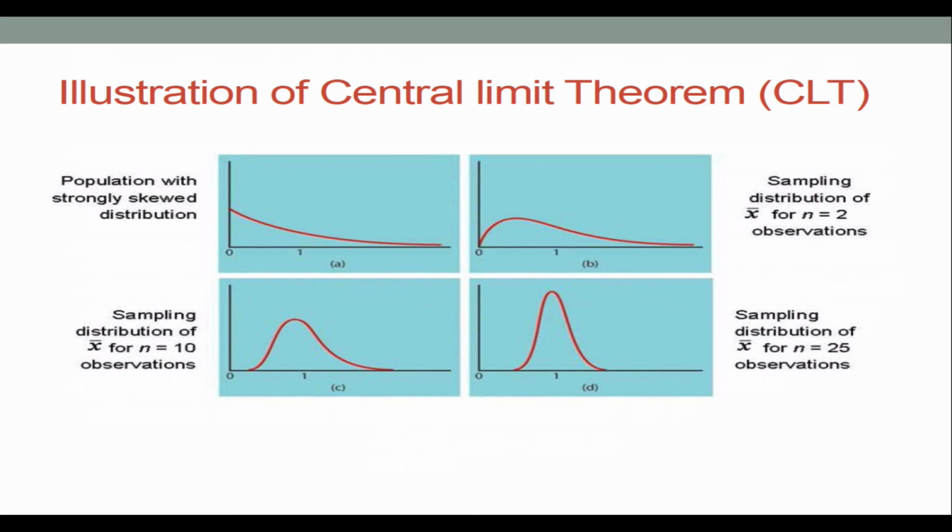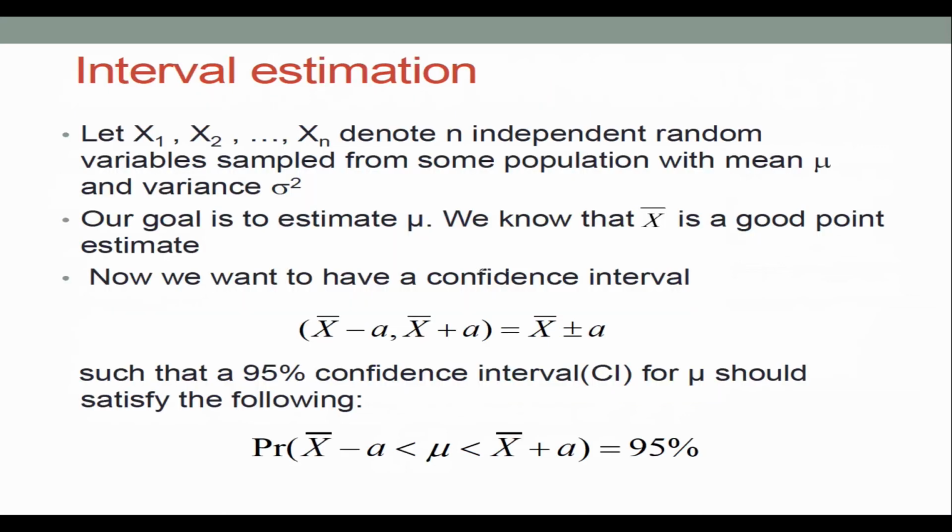I continue to increase the sample size to 25, and then the sampling distribution for x bar, the sample mean, is almost like a normal. That is the beauty of the central limit theorem. When n is large enough, the sampling distribution for the sample mean is approximately a normal distribution, although the underlying population is not normal at all. Is that okay? So we're going to use this normal distribution to build an interval estimate for the population mean.